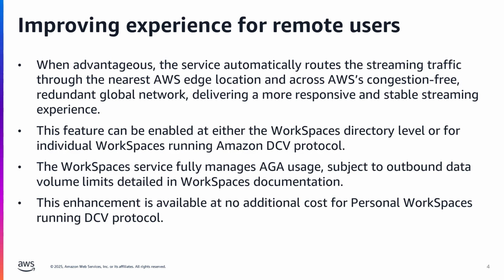With this expansive global network, when advantageous, the WorkSpaces service automatically routes streaming traffic through the nearest AWS Edge location. Once on the AWS network, the traffic can move across AWS's congestion-free, redundant global network, delivering a more responsive and stable streaming experience. The AGA feature can be enabled either at the workspace directory level or at the individual workspace level for workspaces that run Amazon DCV protocol.